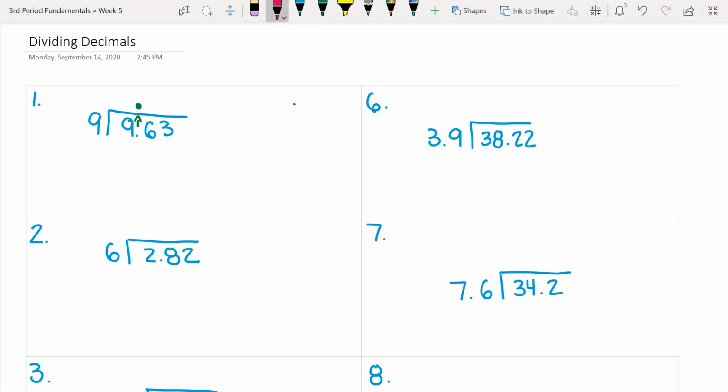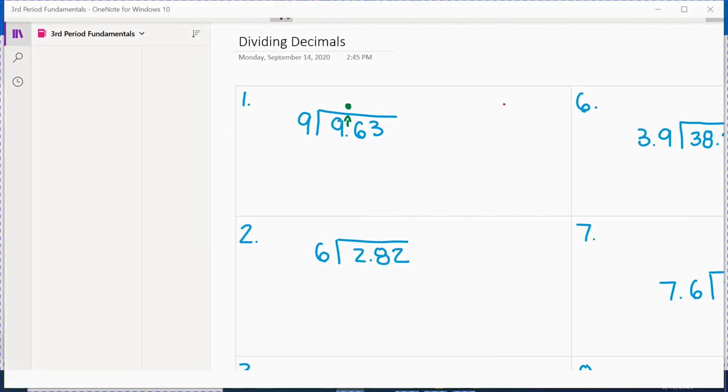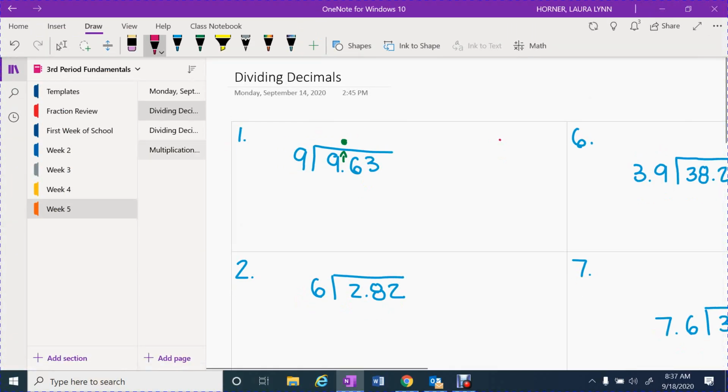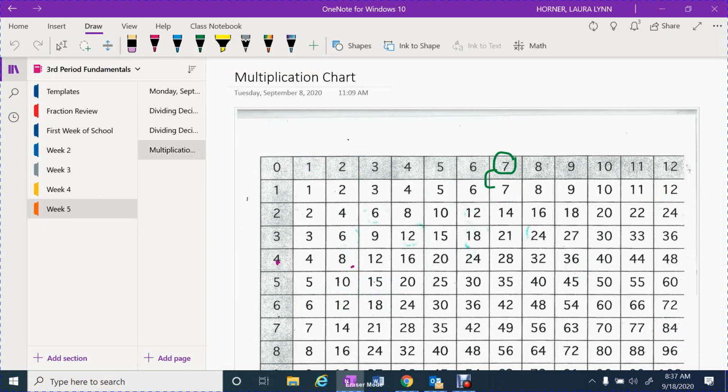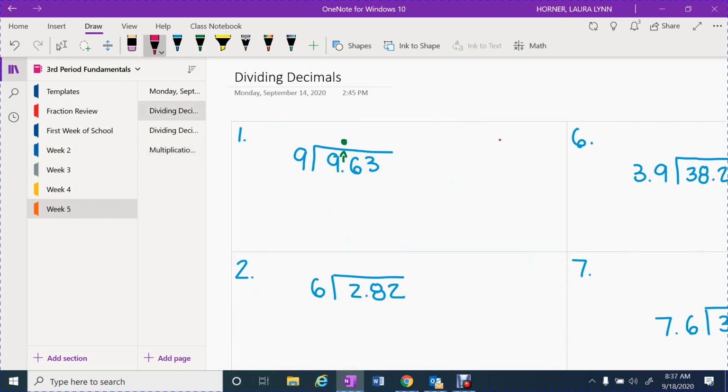I'm going to try to do 9 into 9. I want to figure out how many times 9 goes into 9. Well, using that multiplication chart, let me erase this. Here's 9. I'm trying to get to 9. How many jumps did it take me? It took me 1 jump. So it can go into itself 1 time.